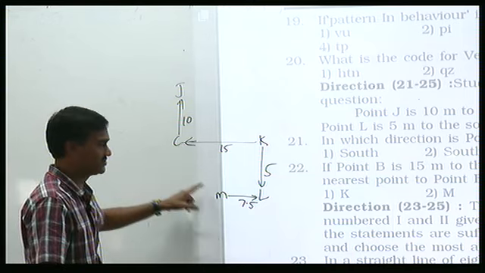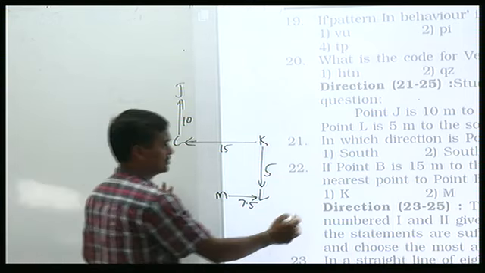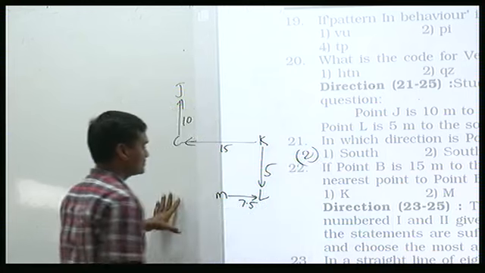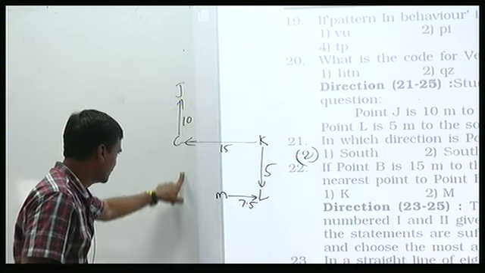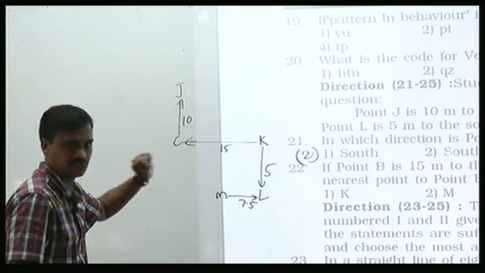Then in which direction is point M with respect to C? C is here, M is here. This is south and east, southeast. Southeast, choice 2. M is in which direction? This is south and this is east, southeast.